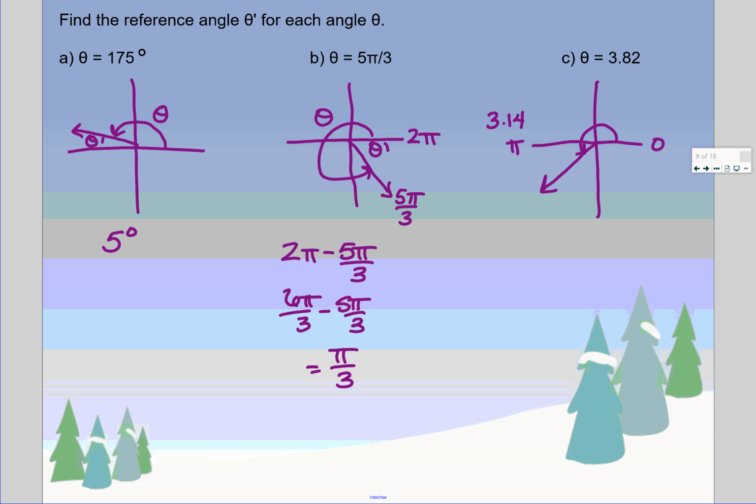Okay. So there's 3.82. There's my theta. My theta prime here is there. It's my distance to the x-axis. So what subtraction do I need to do? 3.82 minus 3.14, which is going to give me 0.62 radians approximately.